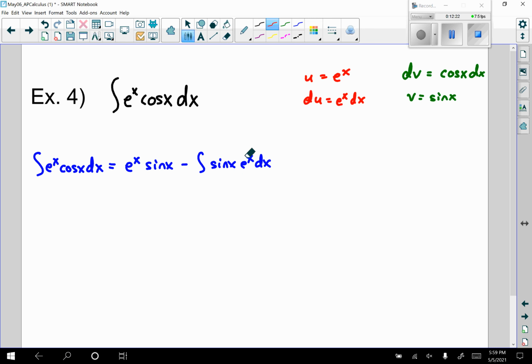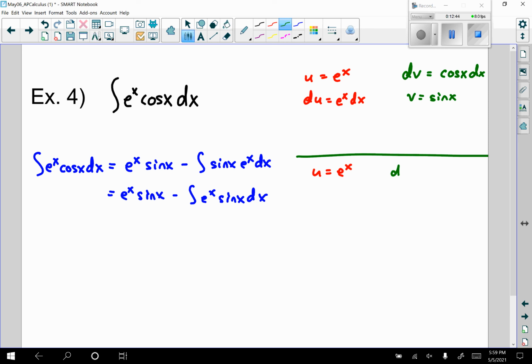Now we have another product here, so we have to repeat the process. I'm just going to rewrite it a little bit nicer. We have e to the x times sine x minus the integral of e to the x sine x dx. So I like to just draw a line saying we're starting the process over again. So now this time u is going to equal, now since we let u equal e to the x up here, we're going to keep it the same, e to the x, and then dv now is going to equal sine x dx.